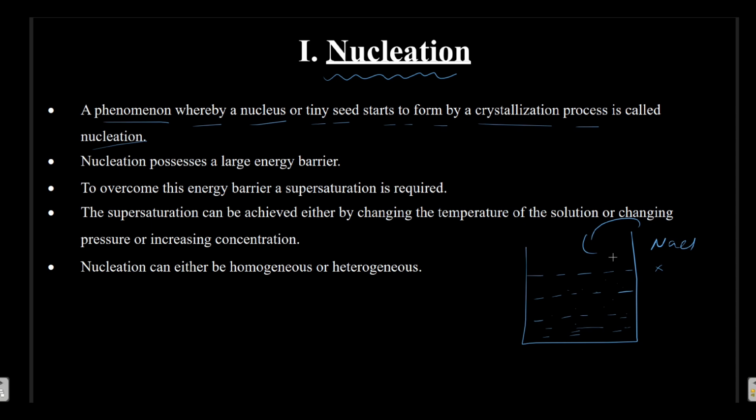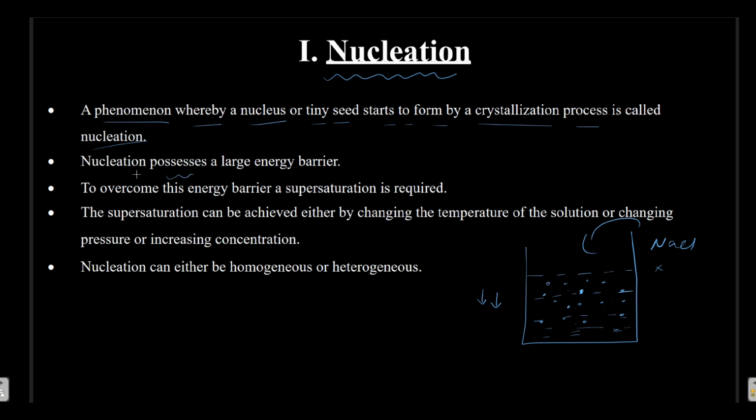A saturated solution will be made over here. Now if the temperature starts to decrease slowly, then a nucleus or a tiny seed starts to form. Somewhere in the solution, a nucleus or tiny seed will start to form. Not only one, but there will be multiple of those tiny seeds. There will be a lot of those tiny seeds. These are called the nucleus or tiny seed.